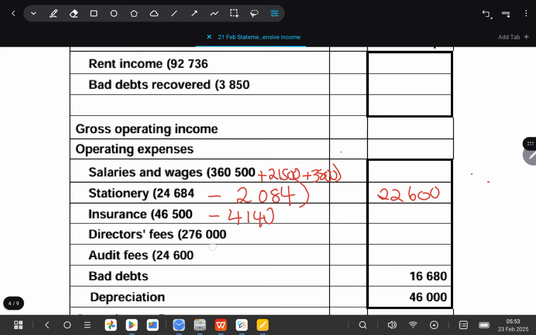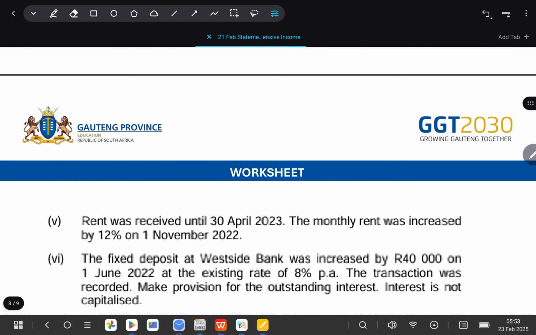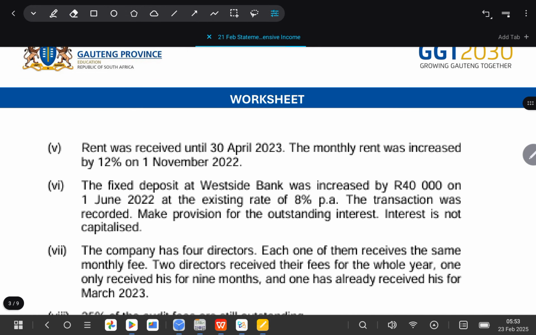And then let's check what else they are saying to us. Next, so we are done with that employee. They're saying that the rent was received until 30 April. So we can already see that rent has been received 2 months in advance. And they're saying that the monthly rent was increased by 12% on 1 November. So when it's like this, guys, it's always best to draw your timeline.